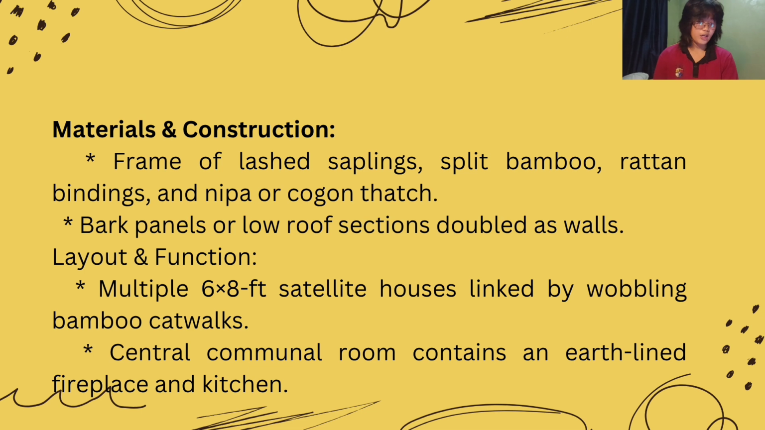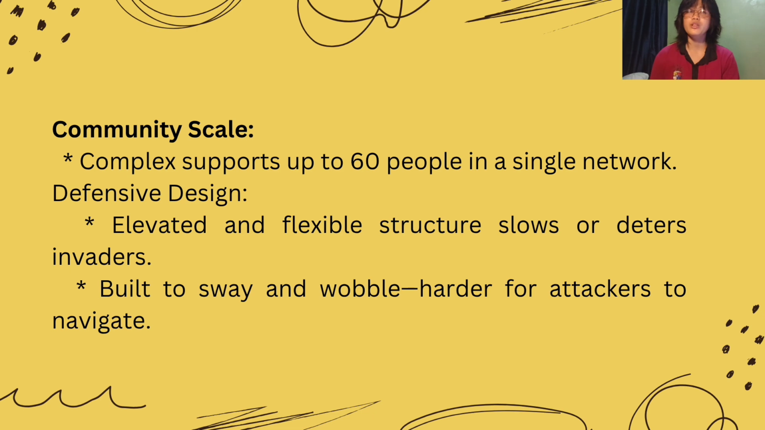The layout and function is multiple 6 by 8 feet satellite houses linked by wobbling bamboo catwalks. There is a central communal room, which contains an earthen fireplace and kitchen. The community scale is about 60 people in a single network. It is a defensive design: elevated and flexible structures slow or deter invaders. It is built to sway and wobble, too hard for attackers to navigate.